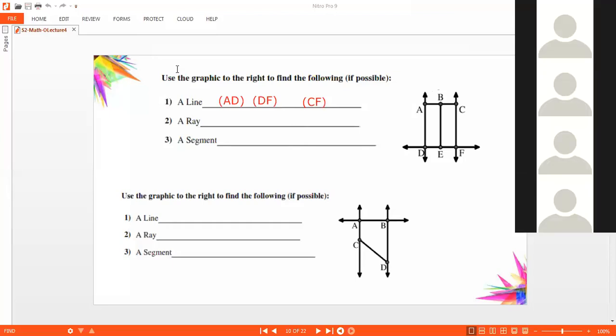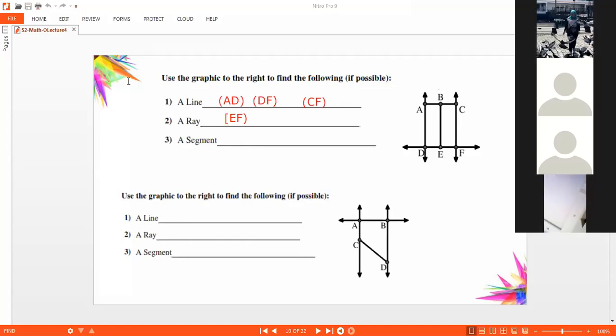Yes, yalla Mary. Can you give me a name of a ray? BE. No, BE is not a ray. It's closed on both ways. But the ray, can you see a ray? EF. EF works, miss. Bravo. So ray EF, because it's closed on E. This is an end point. And it's open on F because we have an arrow. Bravo, miss.